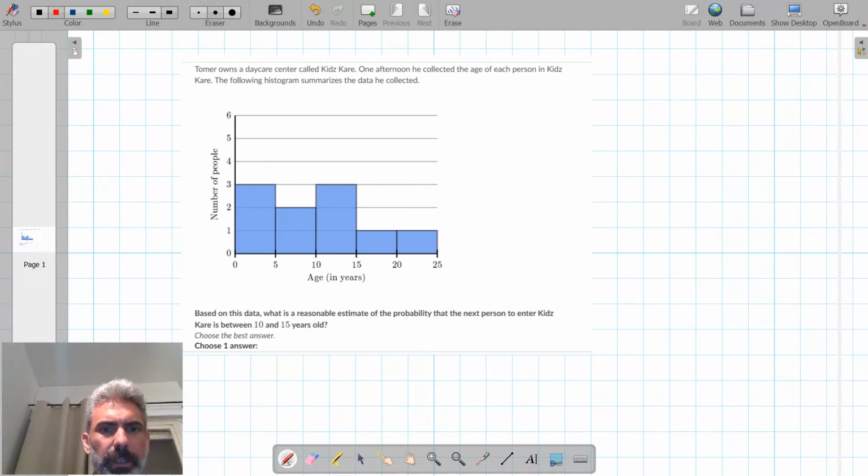It's strange that there are kids ages 15. Okay, never mind. Based on this data, what is a reasonable estimate of the probability that the next person to enter Kids Care is between 10 and 15 years old?